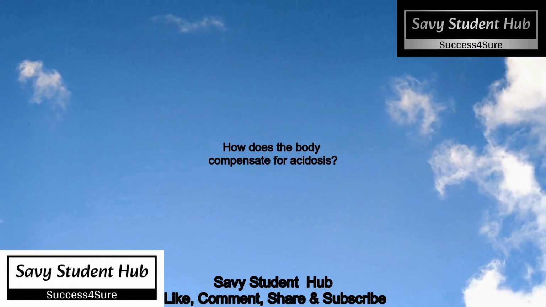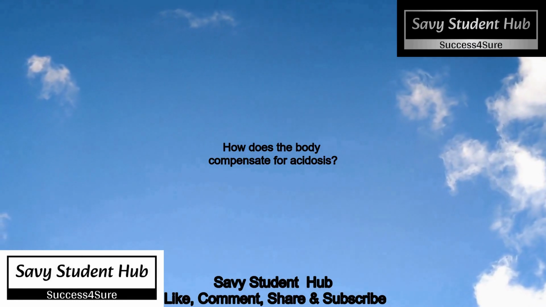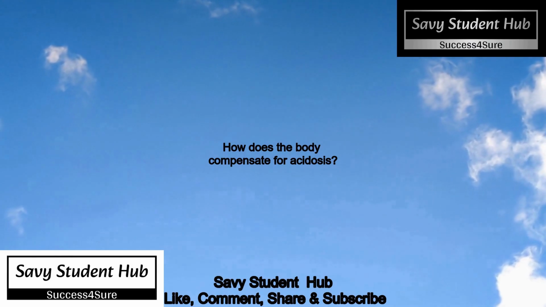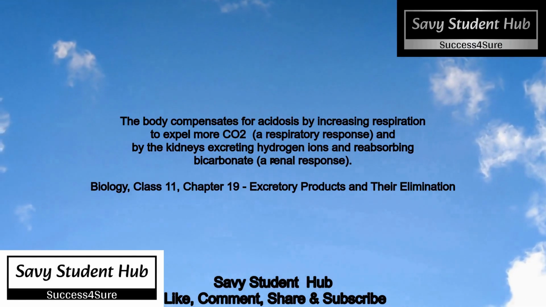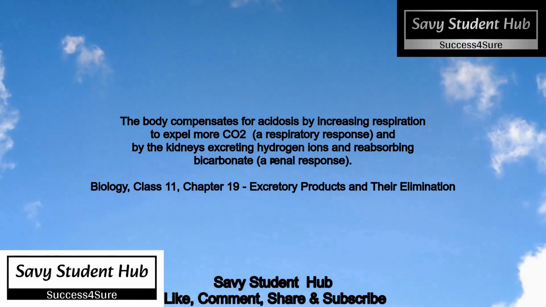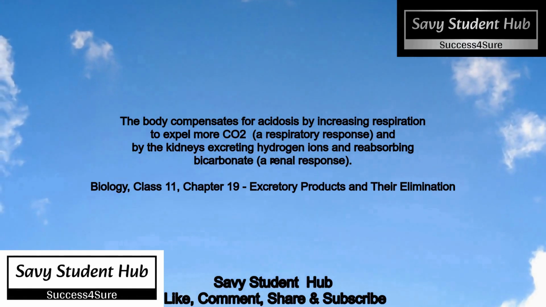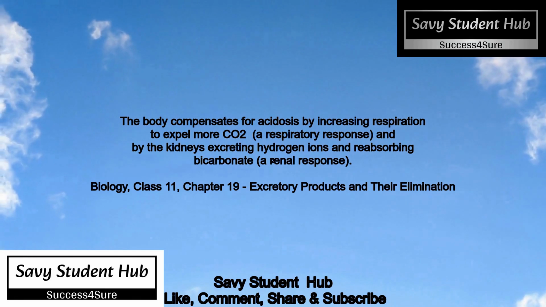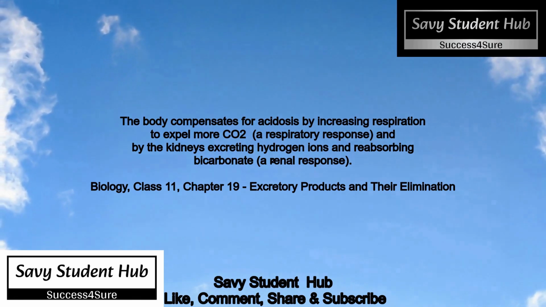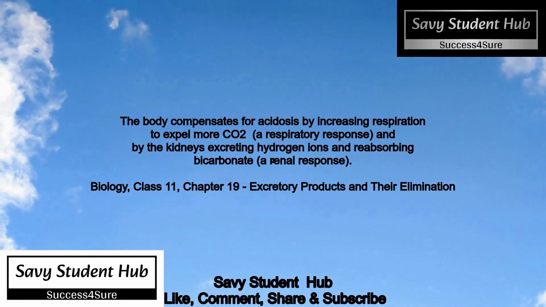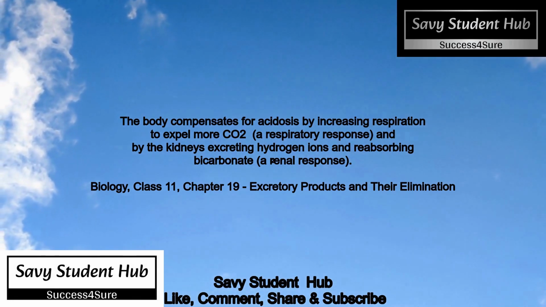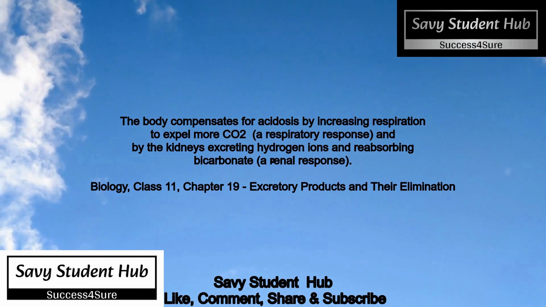How does the body compensate for acidosis? The body compensates for acidosis by increasing respiration to expel more CO2, a respiratory response, and by the kidneys excreting hydrogen ions and reabsorbing bicarbonate, a renal response.